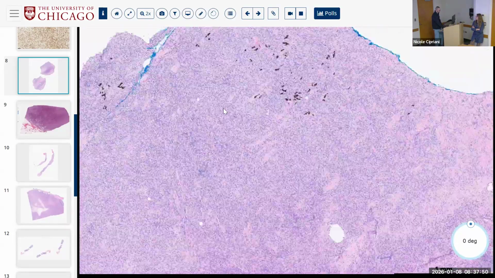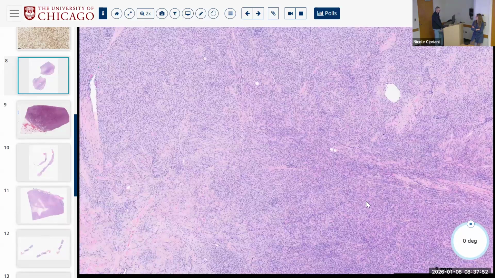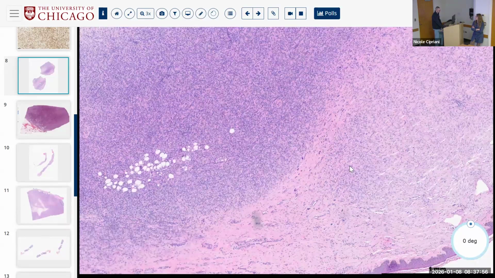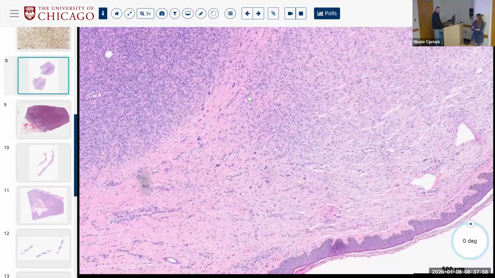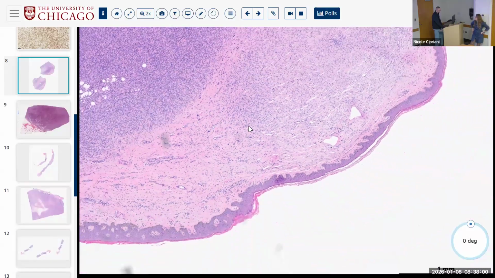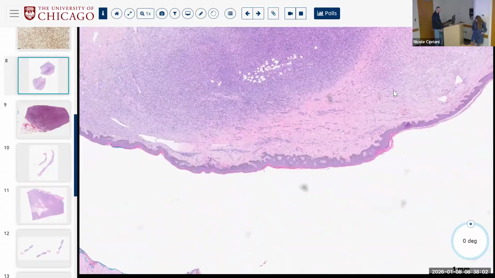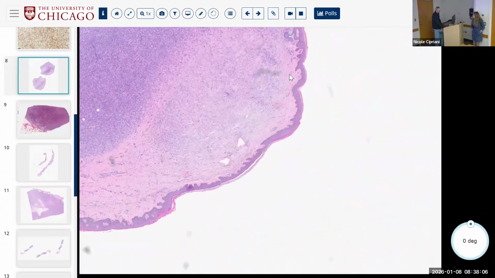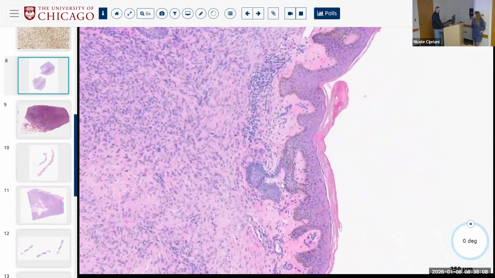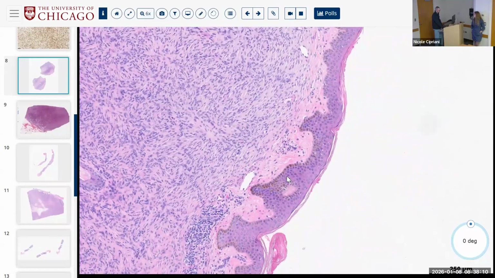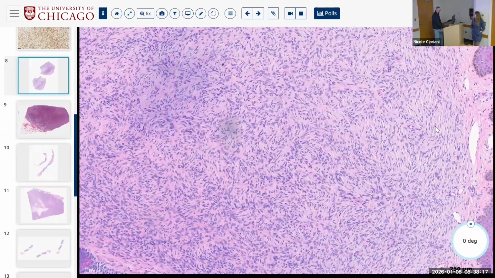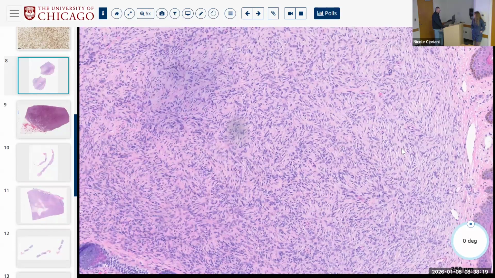It's very, very deeply infiltrative. So superficial and deep dermis are both involved. It looks like the papillary dermis is spared. It doesn't really go up right to the epithelium. You kind of have a zone where it separates from this neoplasm. Grenz zone.